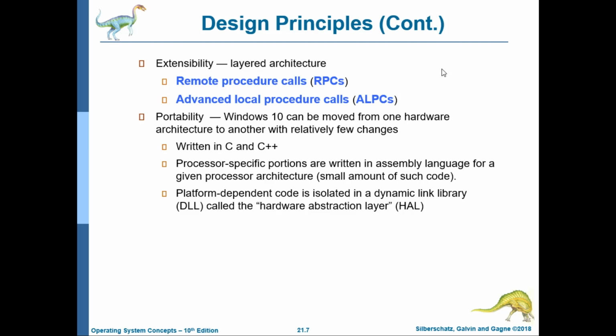For portability, Windows 10 can be moved from one hardware architecture to another with relatively few changes. Because it is written in C and C++, processor-specific portions are written in assembly language for a given processor architecture. It requires only a small amount of such code, and of course, the code is very small in size. And then platform-dependent code is isolated in a dynamic link library or DLL called the Hardware Abstraction Layer or HAL, which will be discussed later.